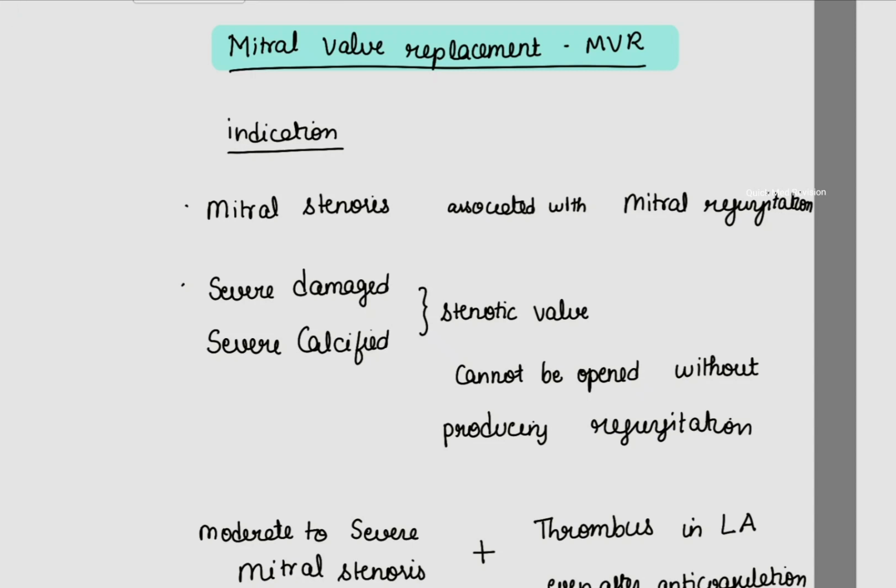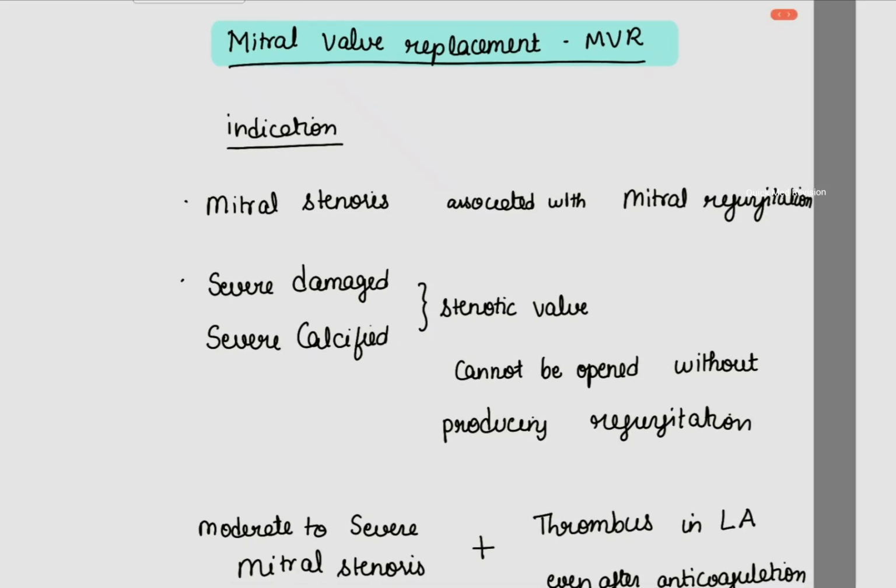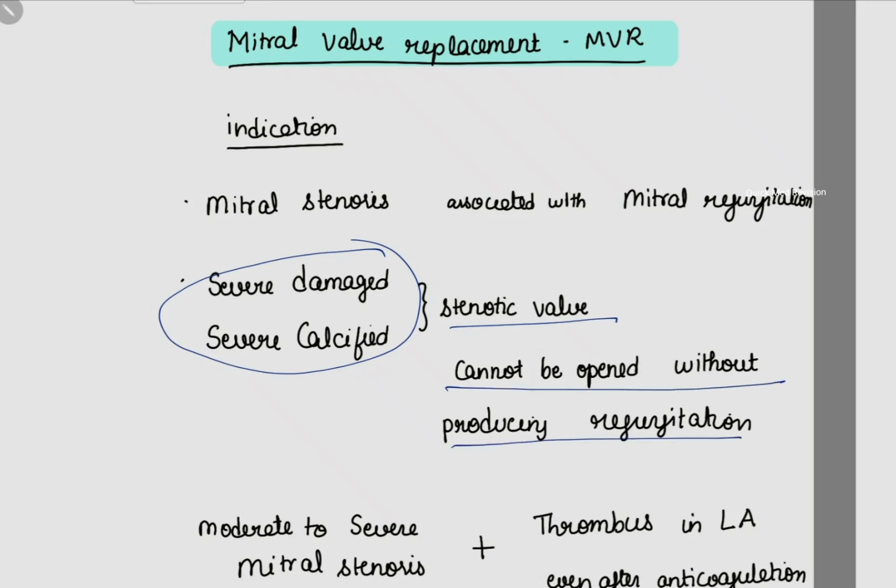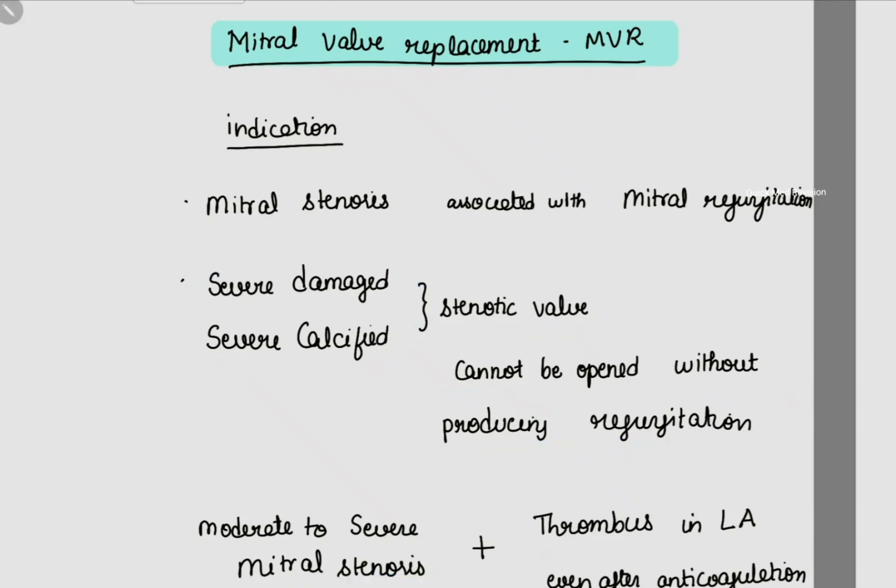The indications include mitral stenosis associated with mitral regurgitation, severe damage, severe calcified stenotic valve. As you can see, when there is very severe damage and calcification of the stenotic valve, which cannot be opened without producing regurgitation, we do MVR. Then moderate to severe mitral stenosis along with thrombus in the left atrium even after anticoagulation is given. So MVR is the indication.